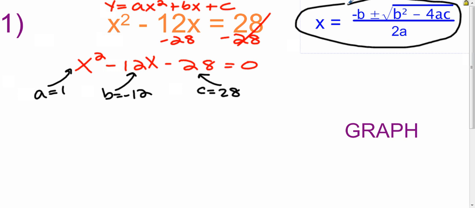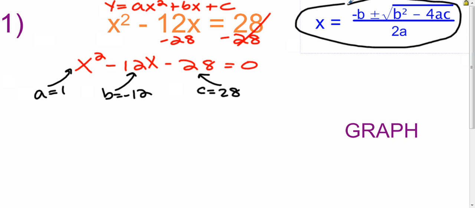Just so you know, we've learned several ways to solve this. We've learned to solve it by graphing it and seeing where it crosses the x-axis. We've learned to solve it by using the completing the square method, and now we're going to look at solving it by using the quadratic formula. So we've got several different ways that we can solve this.